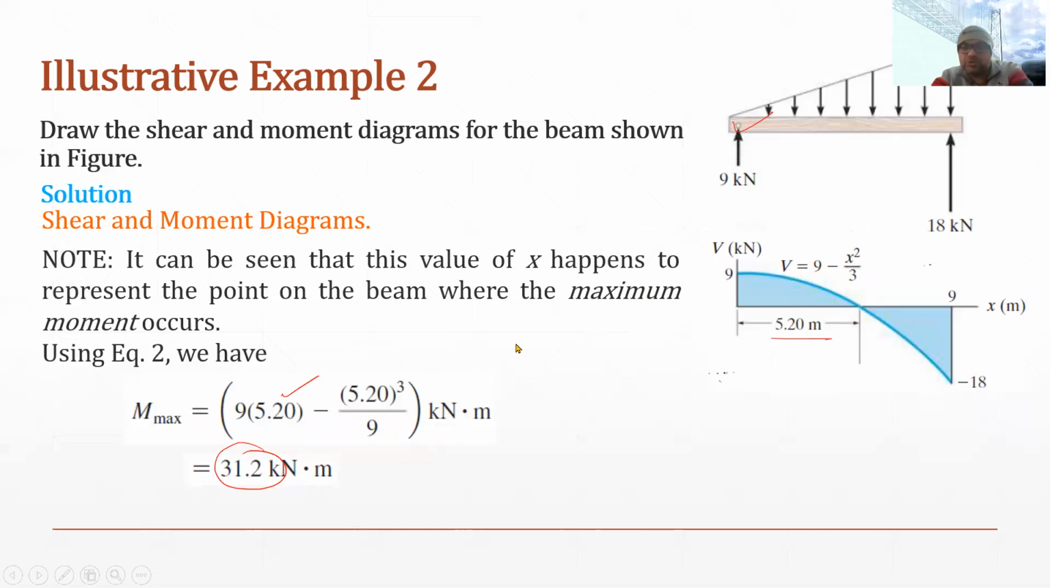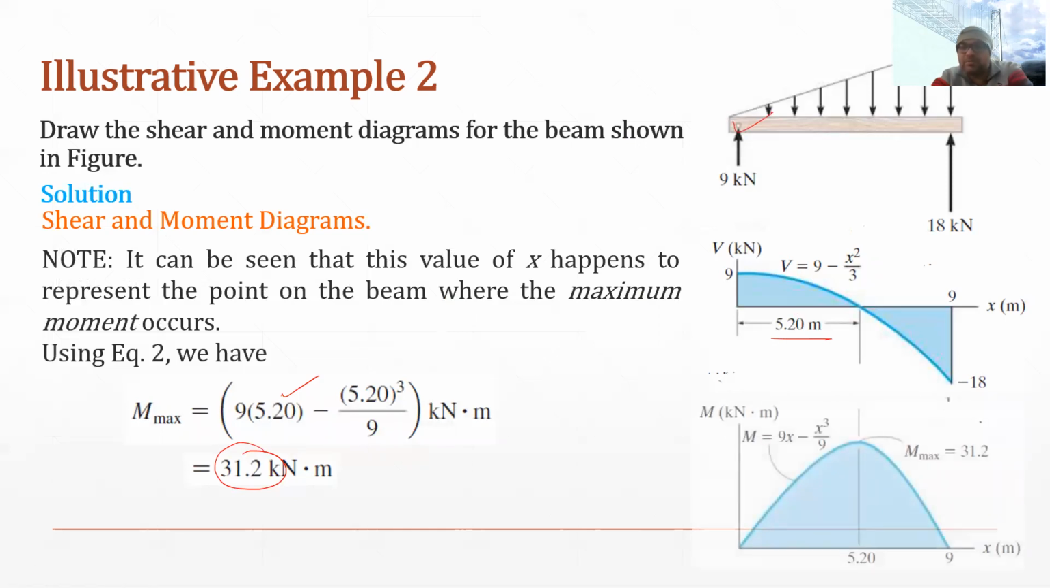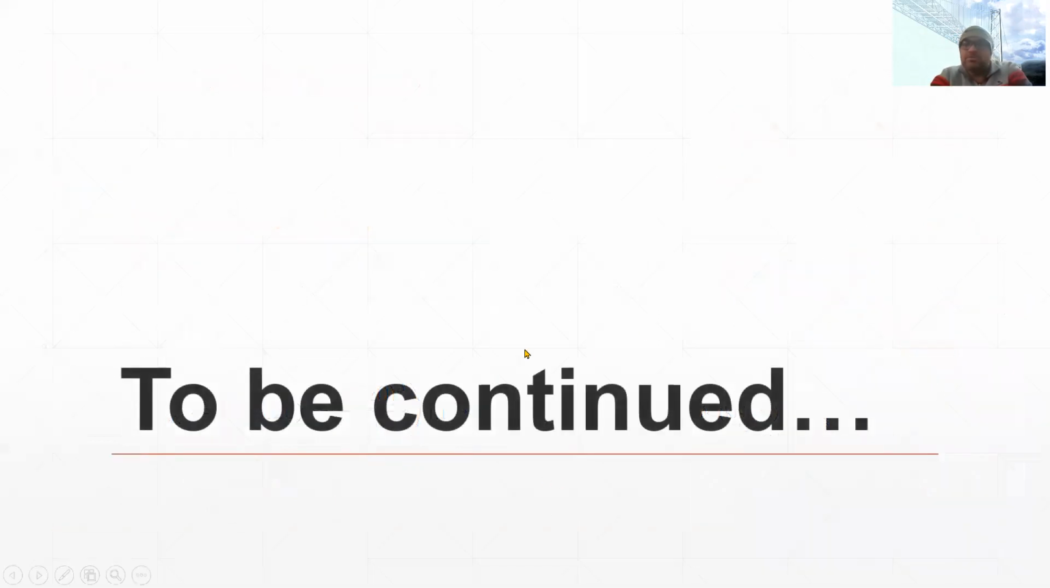Now showing the maximum bending moment magnitude in the same diagram. Here you can see the maximum bending moment diagram, and the maximum bending moment can be shown in the diagram like this. So this is the process of how we can draw the diagram. That was the solution for this.